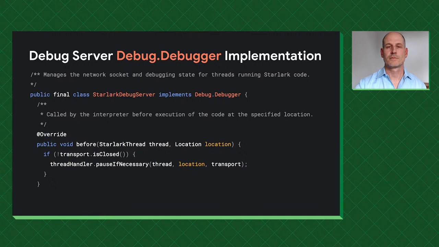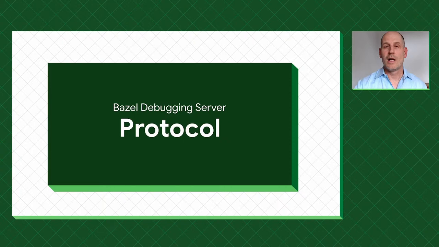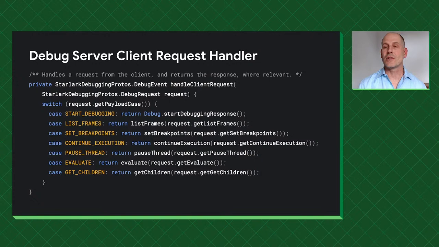To summarize then, we have the experimental Skylark debug flag in conjunction with the build command that allows you to do thread operations at the statement level. Let's peek at the protocol a bit. This client request implementation gives you a sense of the types of messages and what you can do with things. You can list stack frames, set breakpoints, continue, pause, step through threads, and then there's evaluate and get children, which I'll address separately.